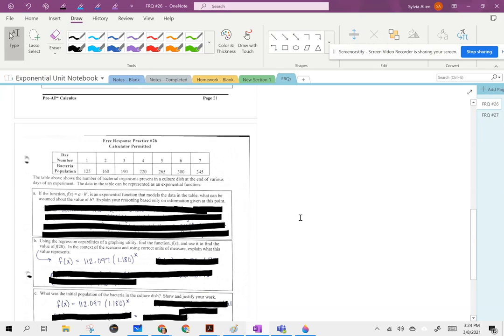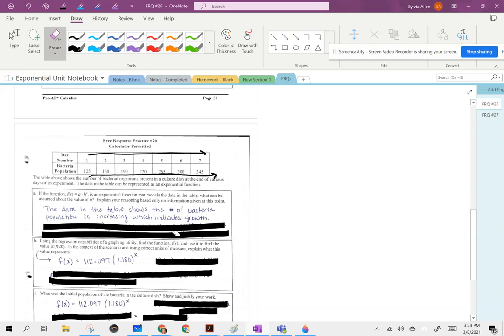It says if the function f of x is an exponential function that models the data in the table, what can be assumed about the value of B? Explain your reasoning based only on the information given at this point. Hopefully you were looking at the y values as x is increasing. Those y values are also increasing, which means it's going to be a growth function. So the data in the table shows the number of bacteria population is increasing, which indicates growth.